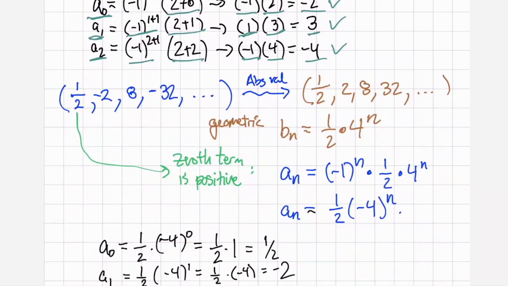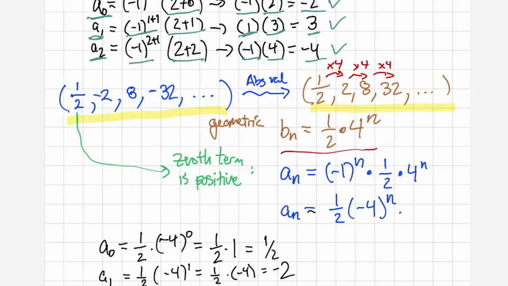Here's a sequence 1/2, negative 2, 8, negative 32, etc. We'll take the absolute value of that sequence. We get 1/2, 2, 8, 32, etc. It's a geometric sequence because to get from 1/2 to 2, we multiply by 4. To get from 2 to 8, we multiply by 4. To get from 8 to 32, we multiply by 4. We can write this as a sequence 1/2 times 4 to the n.